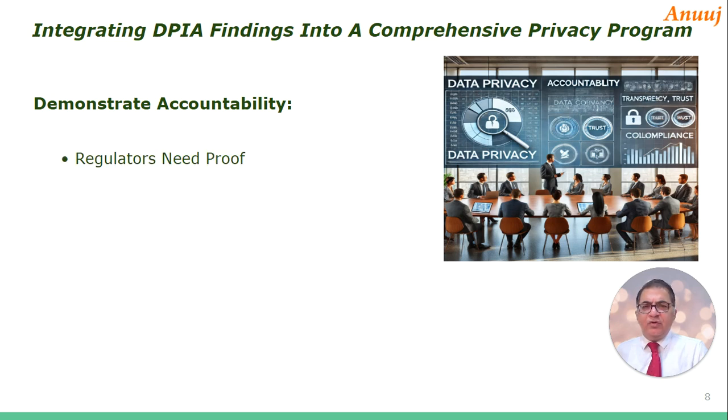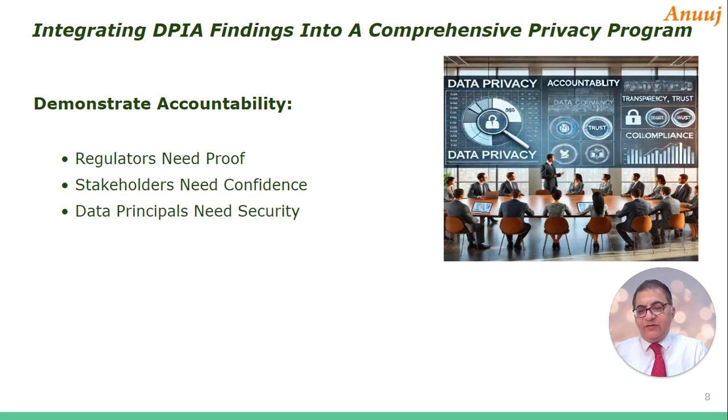Demonstrate the accountability. Your regulators don't want to talk to you, they need proof. So you should document everything. You should have screenshots, you should have logs with you. Stakeholders need the confidence that they are spending money on privacy not just to avoid getting caught one day. So you need to have evidence for them. Your data principals, whose data you are processing, they need security for their data.